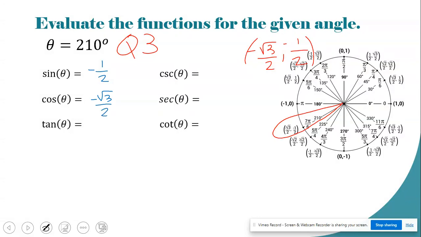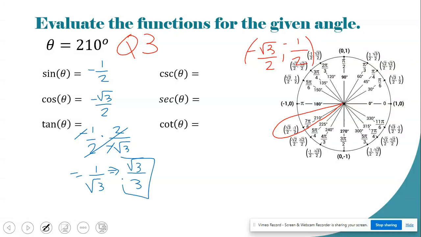Tangent is sine divided by cosine, or sine times the reciprocal of cosine. Those 2's are going to cancel. You can even think the negatives are going to cancel. You'll have 1 over the square root of 3. Rationalize that denominator. You'll have root 3 over 3. Awesome. Now let's find all of the reciprocals.